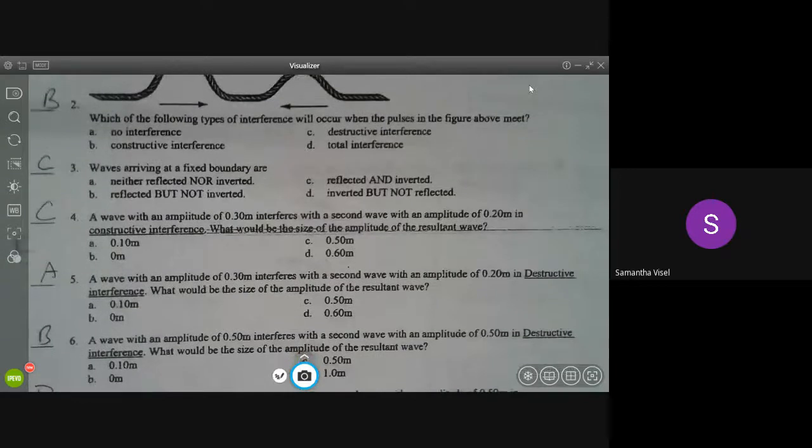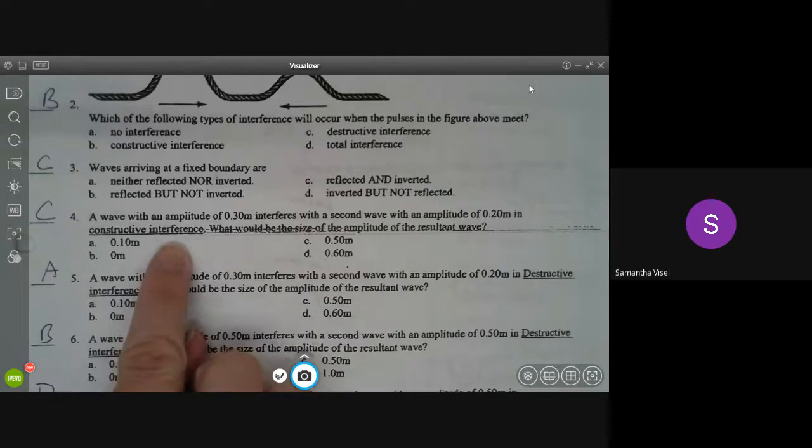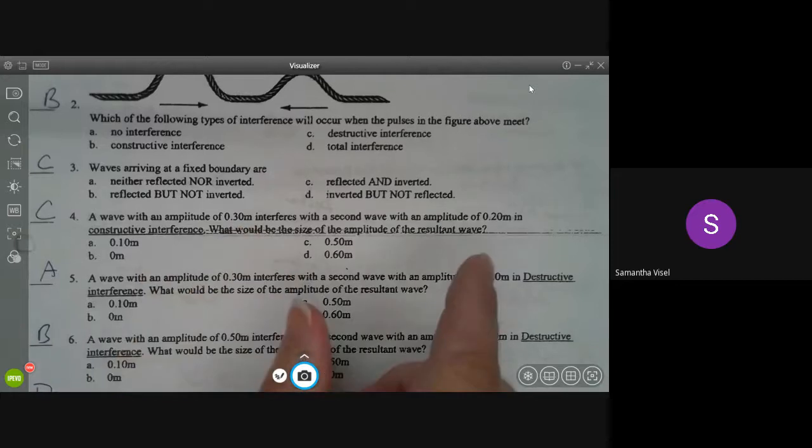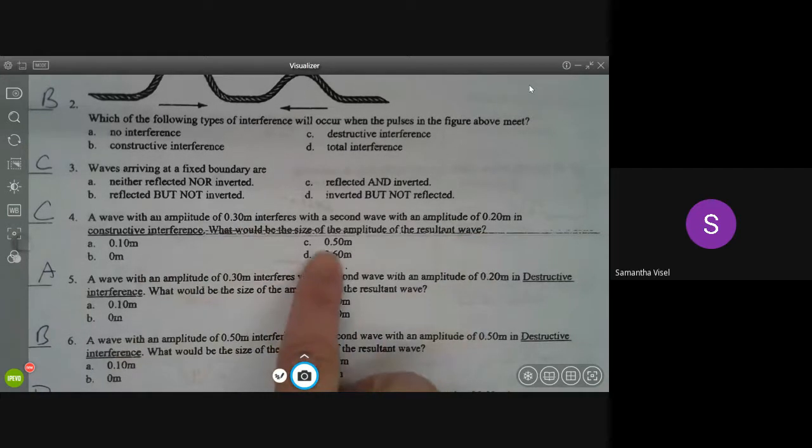With 4, a wave with an amplitude of 0.3 interferes with a second wave with an amplitude of 0.2, and you're told it is constructive interference. So with constructive interference, we're going to add. So 0.3 plus 0.2 gives us C, 0.5.